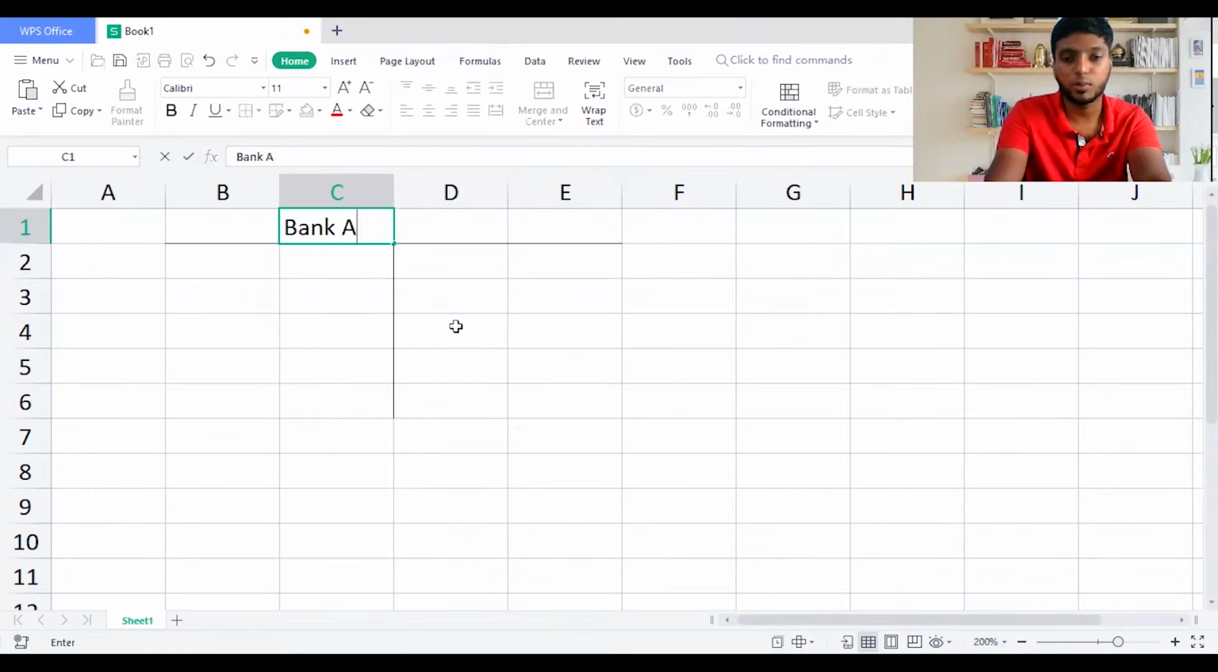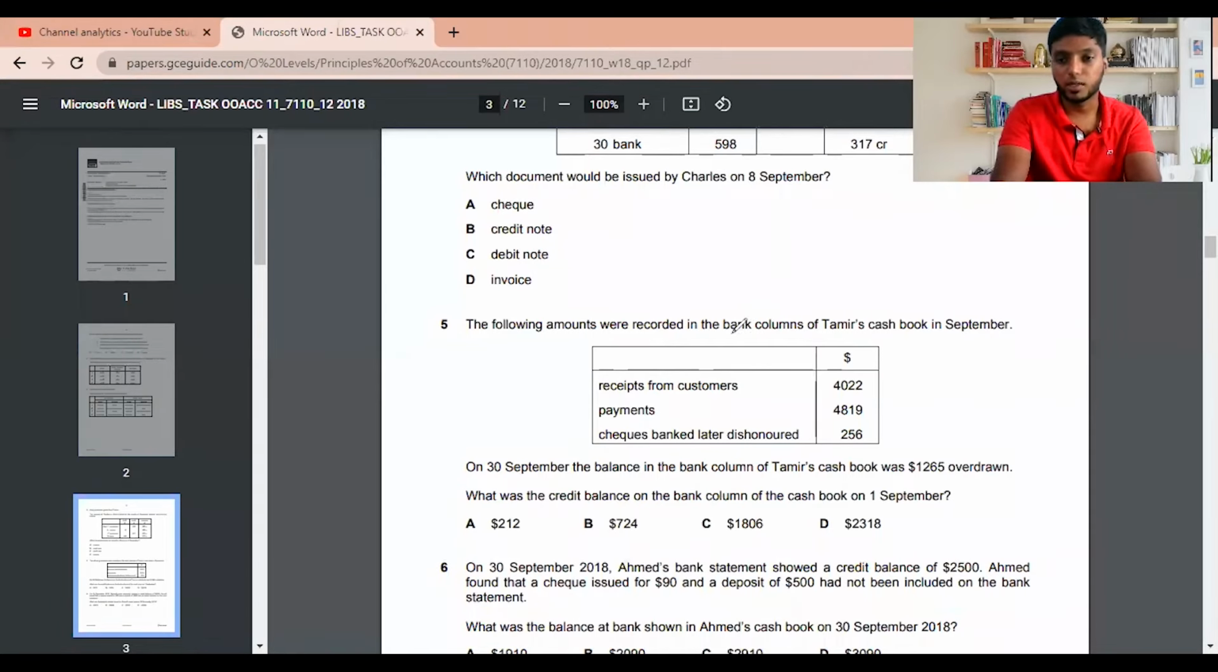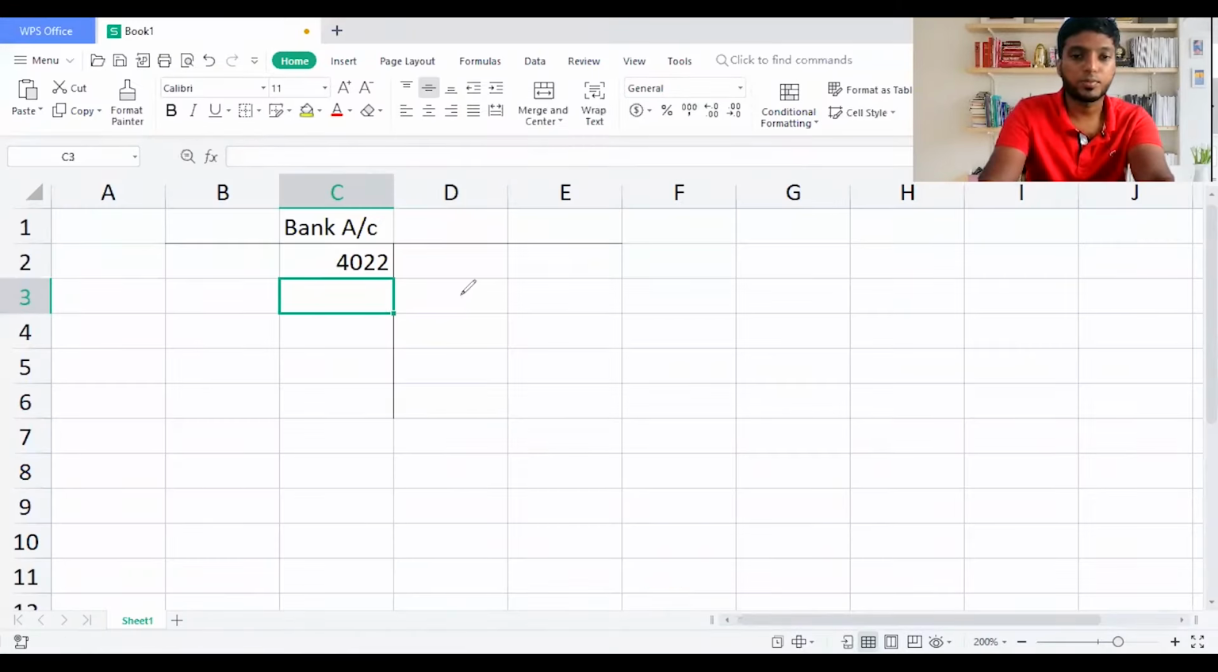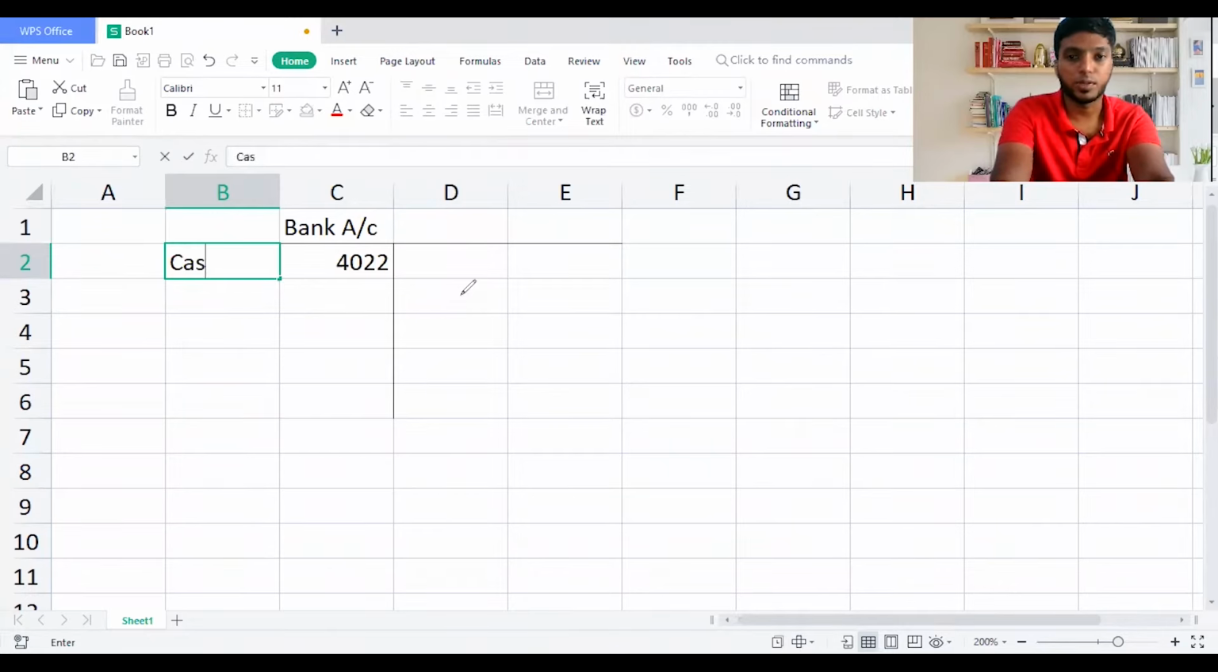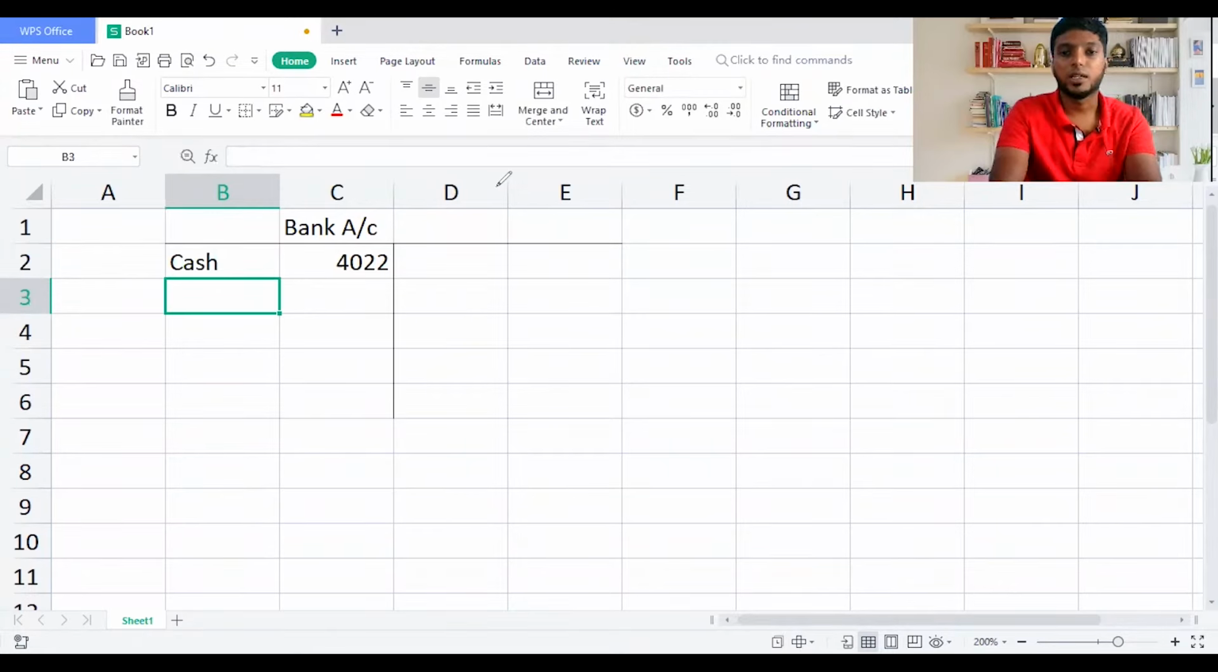This is the bank account which I'm going to do, so I'll write bank account here. Now let me move on to the question again. The following amounts were recorded in the bank column of Tamir's cash book in September. Received from customers is 4022. So when you receive money, it should be on the debit side in the bank account. So I'll write here 4022 as cash or whatever it is, because it's a receipt.